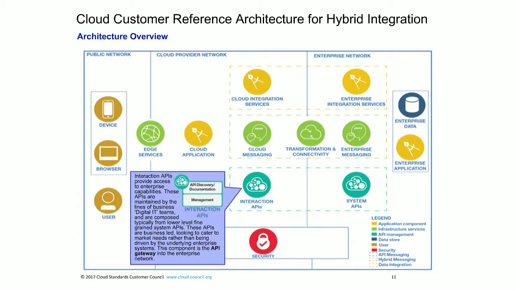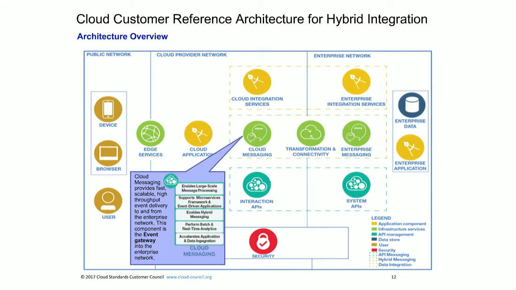Moving on to the API gateway and the interaction API. This component really is the API gateway into the enterprise. It provides access to enterprise capabilities. These are APIs that are maintained by the line of business digital IT teams. They are typically composed from lower level fine-grained system APIs. These APIs are business-led as opposed to being more enterprise-focused, and they look to cater to market needs rather than being driven by the underlying enterprise systems.